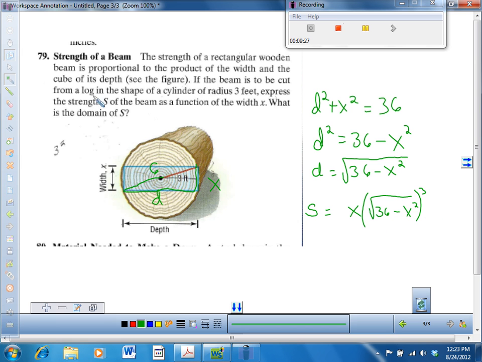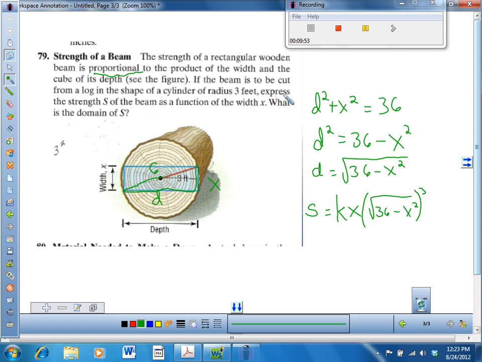Now it says it's proportional to, right? And so what they do is they throw a K in here for the proportionality constant. Okay, it's not exactly equal to this, it's proportional to that. So you have to throw a K in. Okay, so that's kind of hard, but it's a good one.